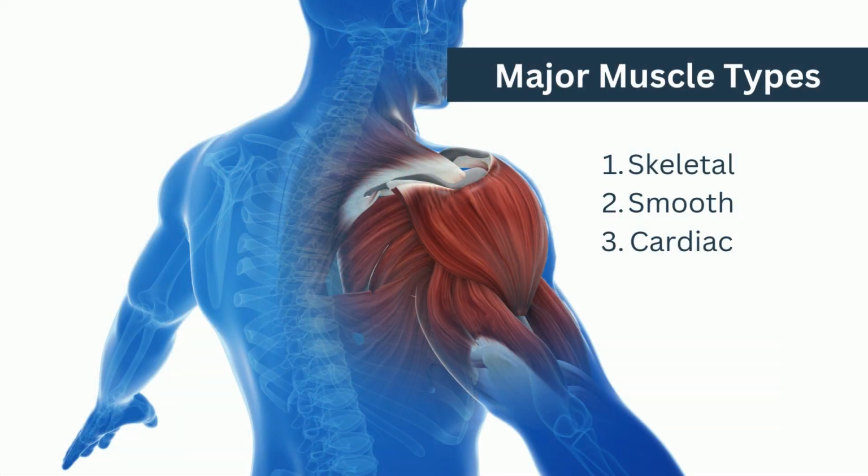In review, the three main muscle types are skeletal, smooth, and cardiac. Next, we will examine the final tissue type, nervous tissue.